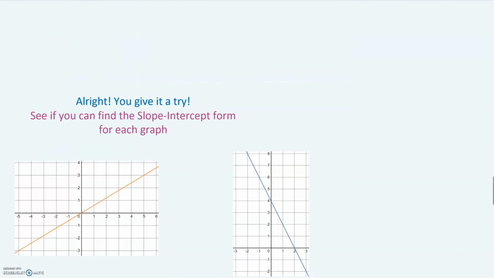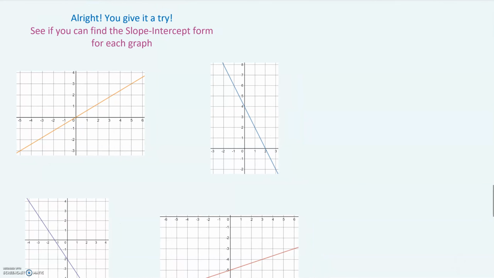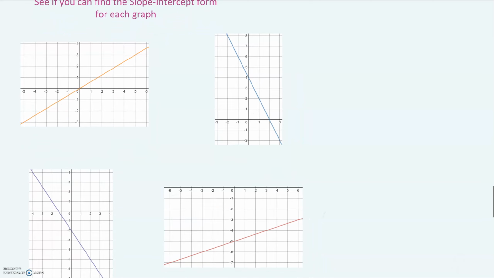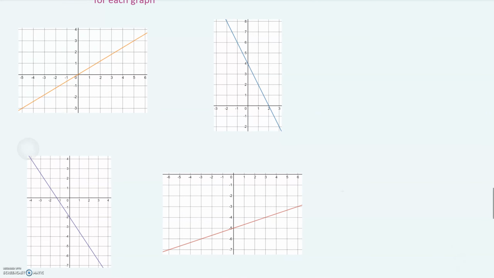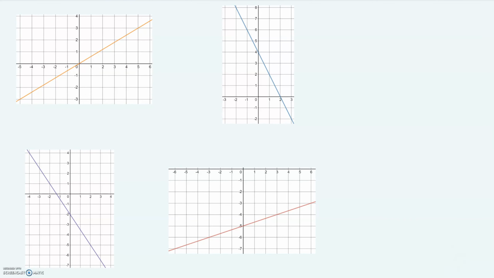All right, so now you guys are going to give it a try. I'm going to zoom out just a smidge so we can see all of it. I want you guys to write the slope-intercept form for each one of these graphs. So go ahead, pause your video so that you can write them down. Give it a try. I will give you the answers to the first two, but I want you guys to see if you feel confident with your answers for the second two. All right, so go ahead, pause the video.